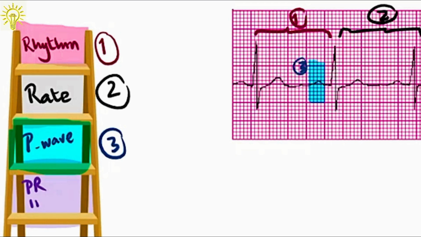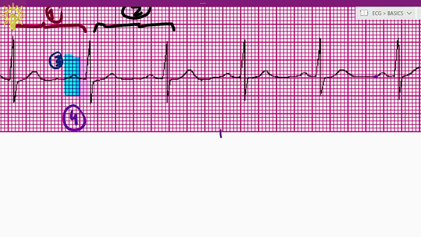Step 4. The PR interval. Normal PR interval is 0.12 seconds to 0.2 seconds. This makes 3 to 5 small boxes between the start of P and the start of Q. Like here, it is 4 small boxes, so 0.16, which is normal.